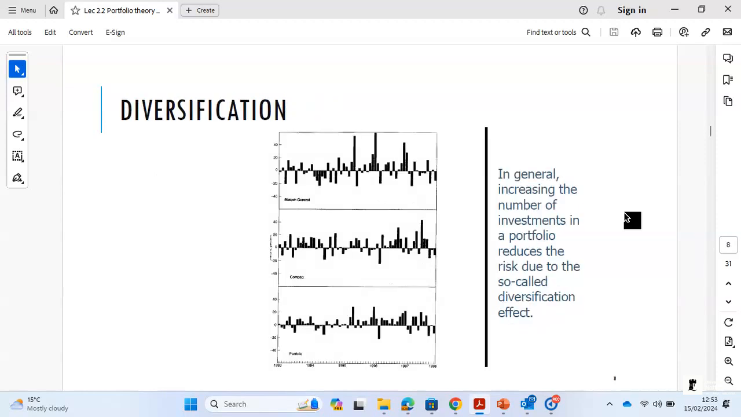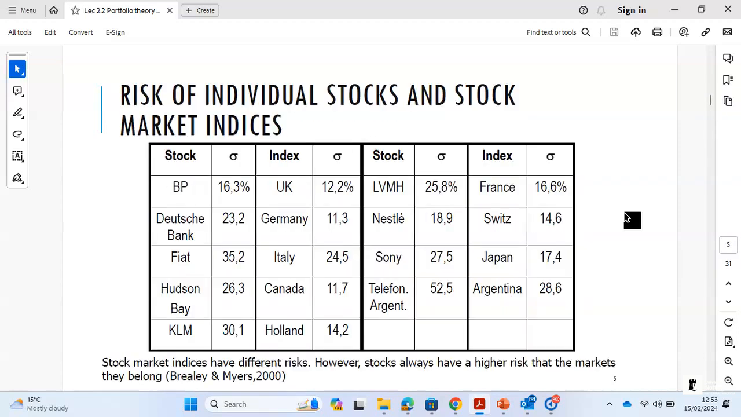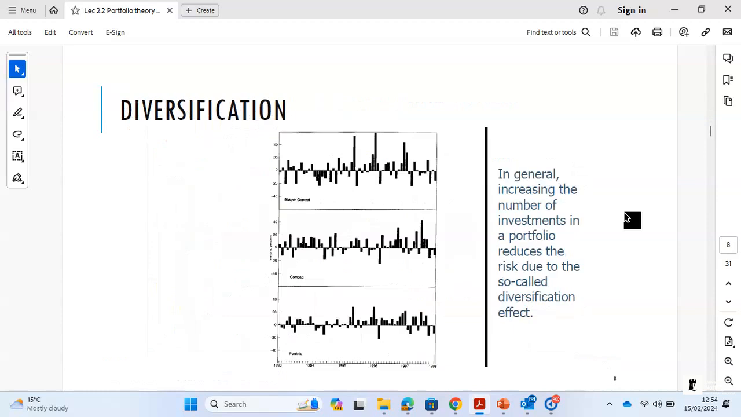Okay, so previously I showed you that diversification helps reduce risk, right? And we have seen this from the data: risk of an index is lower than that of an individual stock. So here's another graph that shows the same thing, right?